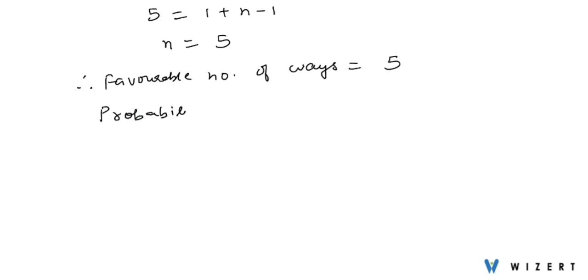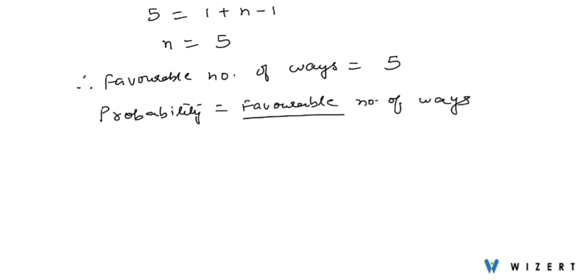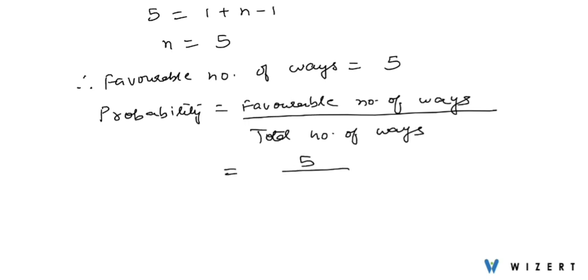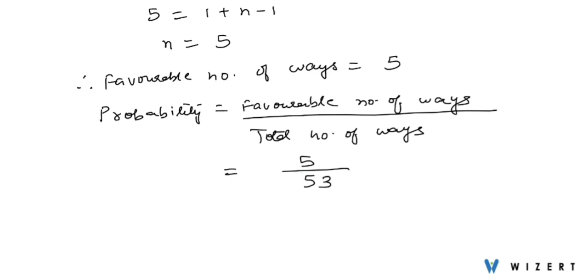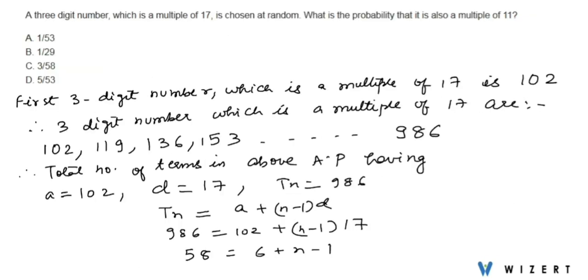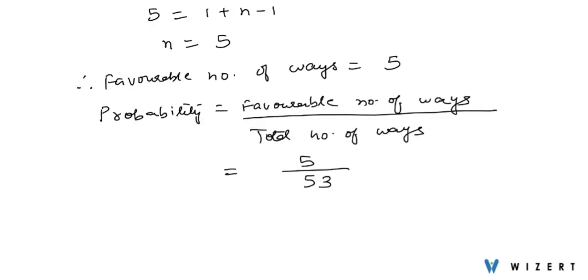So probability is equal to the favorable number of ways divided by the total number of ways. The favorable number of ways is 5 and the total number of ways we have calculated here is 53. So 5 by 53 is our required answer. Let's check the options, which is option D. So we can say that our answer is option D.